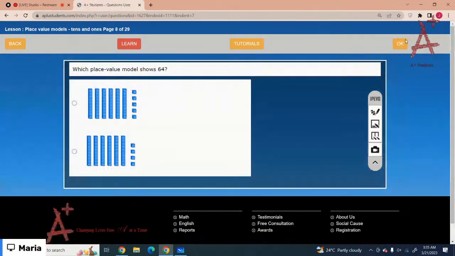Okay, which place value model shows 64? So which is the correct option? Option 1 or option 2? 64. The second one is the correct option. The second one makes 64. Got it?